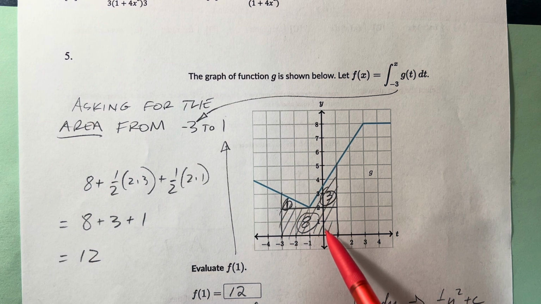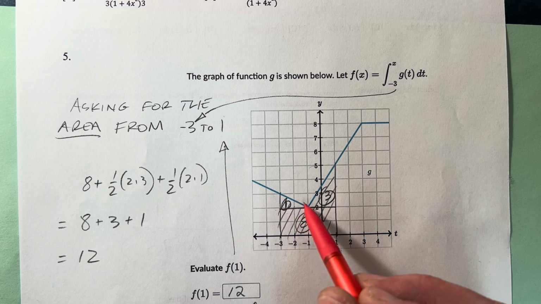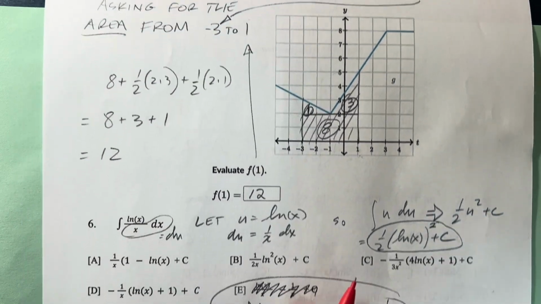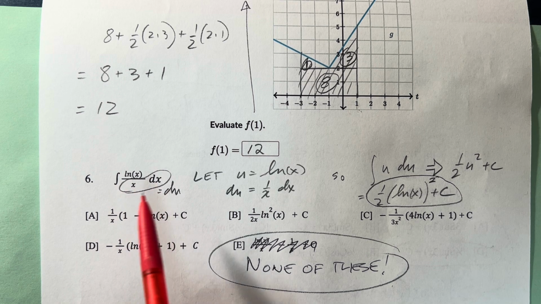That's 4 by 4 is 8. And then half of a 6 rectangle and half of a 2 square rectangle gives me that math. Now into this one. This is another u sub here.